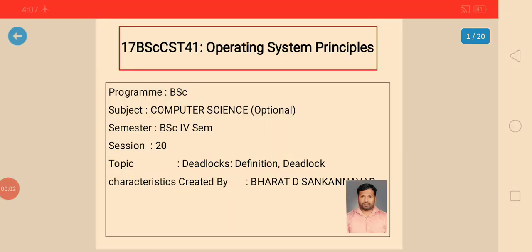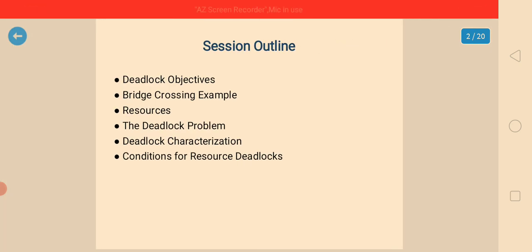Hello, let's begin session number 20. The topic is deadlock definition, deadlocks. In this session, we are going to see what a deadlock is.